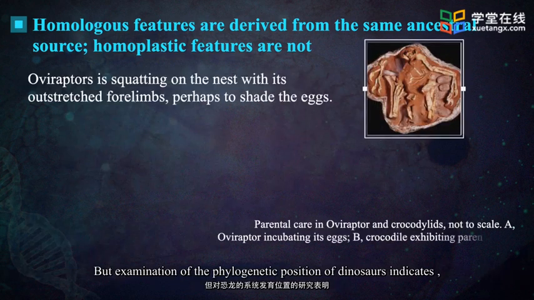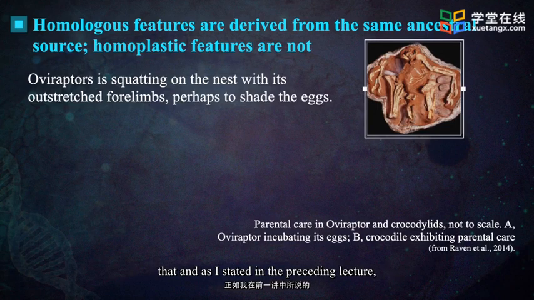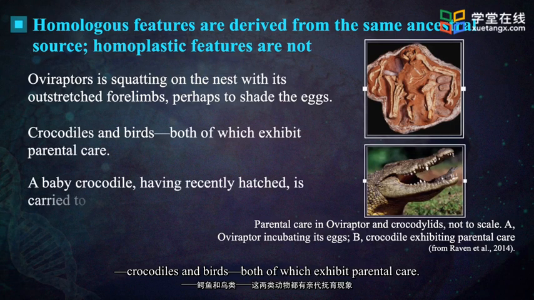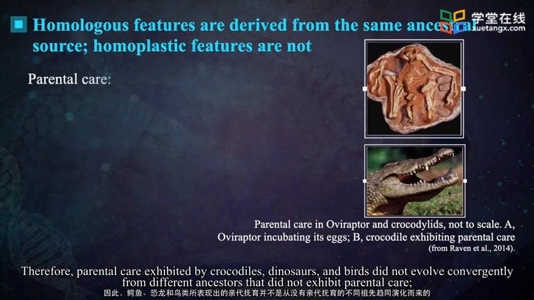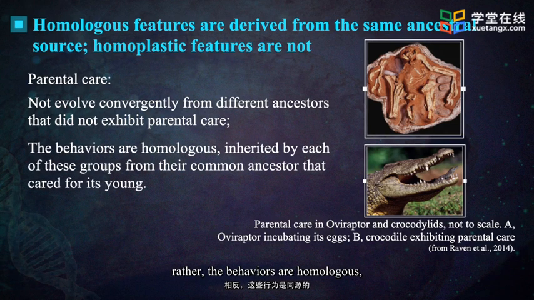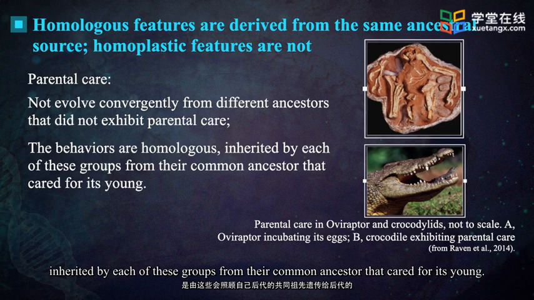But examination of the phylogenetic position of dinosaurs indicates that, as I stated in the preceding lecture, they are most closely related to two living groups of animals, crocodiles and birds, both of which exhibit parental care. Therefore, parental care exhibited by crocodiles, dinosaurs, and birds did not evolve convergently from different ancestors that did not exhibit parental care. Rather, the behaviors are homologous, inherited by each of these groups from their common ancestor that cared for its young.